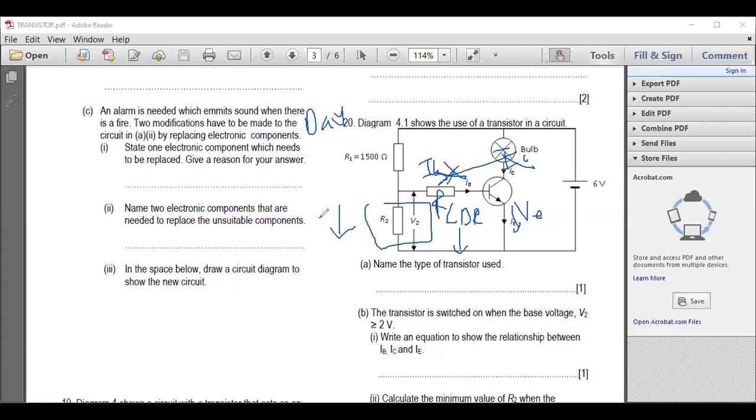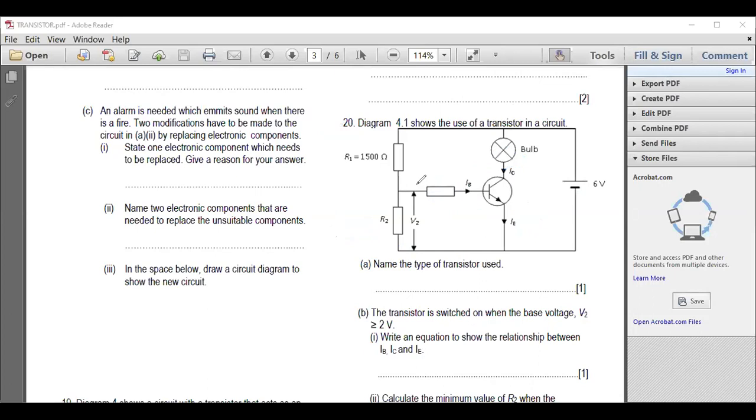So daytime will be bright. When bright, resistance of LDR will be low, so base voltage will be low, so no base current, no collector current. Nighttime, resistance of LDR will be high, so base voltage will be high. Base voltage high means more current flowing to base, more current going to collector, and the lamp will light up. So these are the two functions of your transistor.